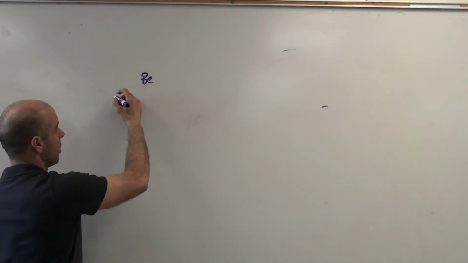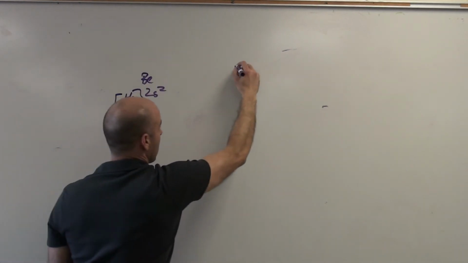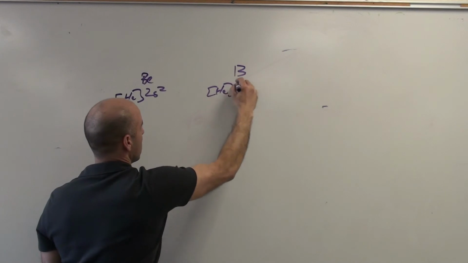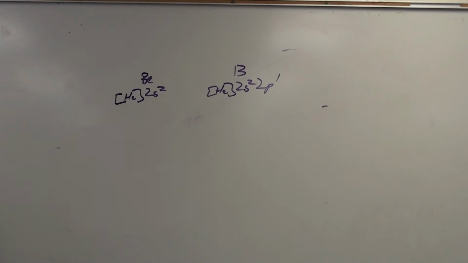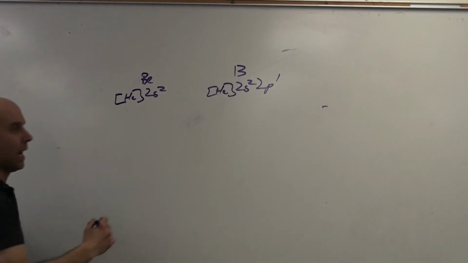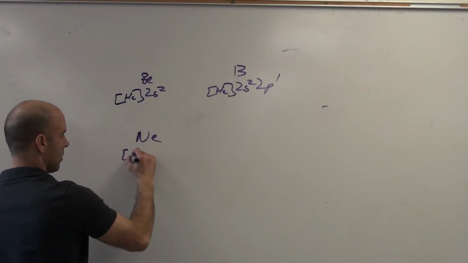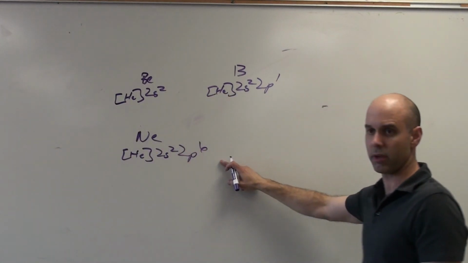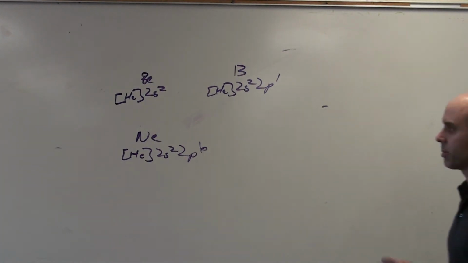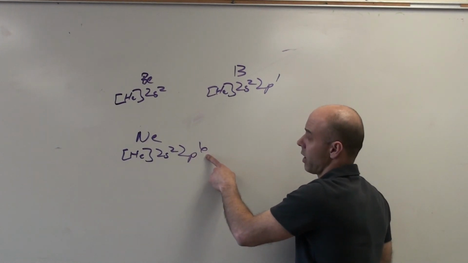Beryllium is helium 2s2. Boron is helium 2s2, 2p1. So the first thing you want is a completely full energy level. So something like neon, neon is helium with a 2s2, 2p6. Second energy level is completely full. So it's got a really high ionization energy because everybody's paired up, everything's stable, it's good. It's not going to want to lose an electron.